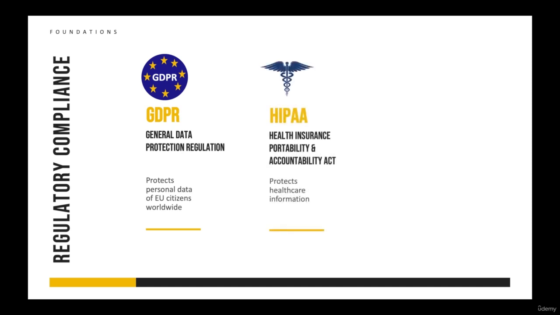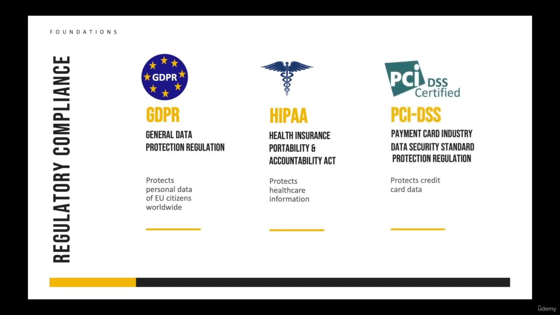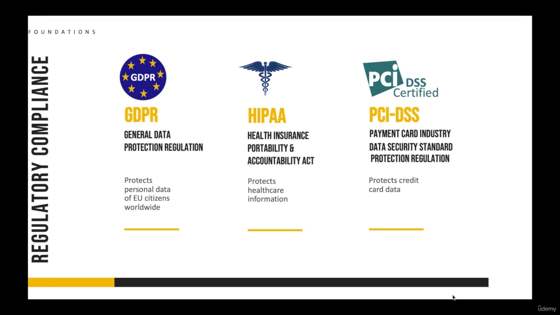The next one is HIPAA, which stands for Health Insurance Portability and Accountability Act. This is aimed at protecting healthcare information. And the third one is PCI DSS, which is Payment Card Industry Data Security Standard Protection Regulation, and it is aimed at protecting credit card data. We are now going to have a more detailed look at each of these regulations.